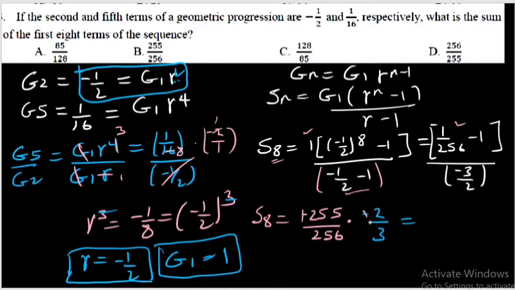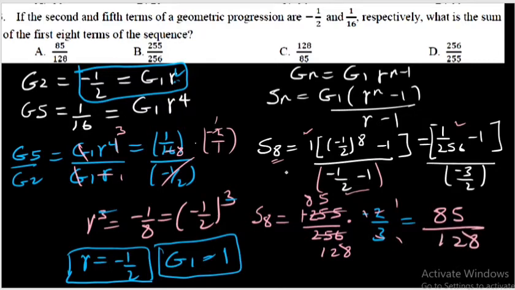Then the negatives cancel each other here, and by 3, 1, this by 3 we can simplify to 85, and here by 2, 1, this by 2, 128. So finally the answer will be 85 over 128, that is A. Next question.